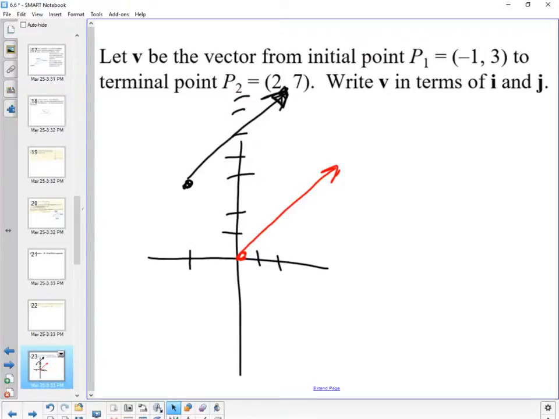Can i and j not be negative? Yeah. Well, no. The actual letters themselves? No. The coefficients can be negative, but not i and j. i and j are just telling you what you're moving on.